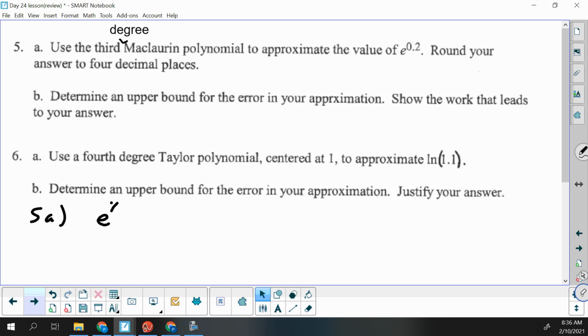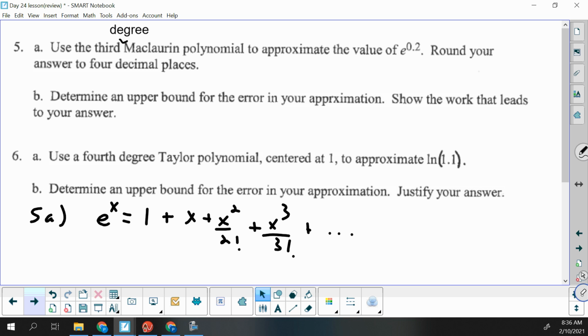So we know that e to the x is all of our factorials, all our exponents, and the positives. So it's 1 plus x plus x squared over 2 factorial plus x cubed over 3 factorial plus ... We don't need more than that because we want the third degree. So now we want to approximate e to the 0.2, and we'll do that by just using those first 4 terms, which would be the third degree. So you're just putting in 0.2 for each of them.